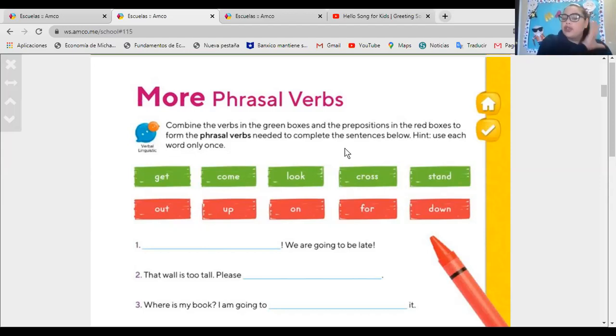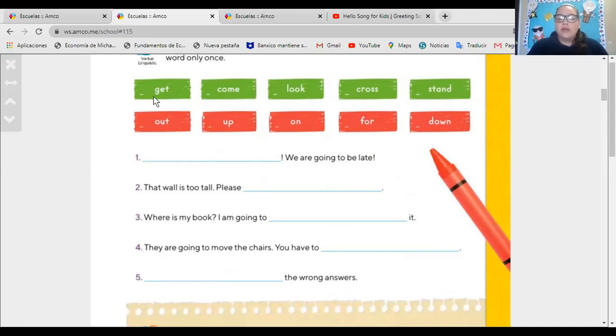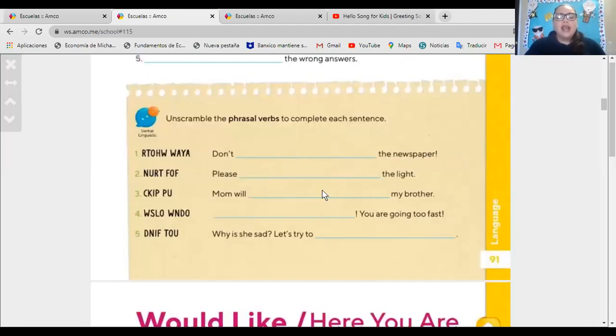Okay, you're going to use those words just once, okay? So, you're going to match them tracing a line. When you finish doing this, you are going to use these phrasal verbs that you created. You're going to write them here in their corresponding sentences, okay? You're just going to use them once. I don't want to see them twice or 3 times, okay? Just use it once. When you finish doing this exercise, let's go to our second exercise from our page 91.